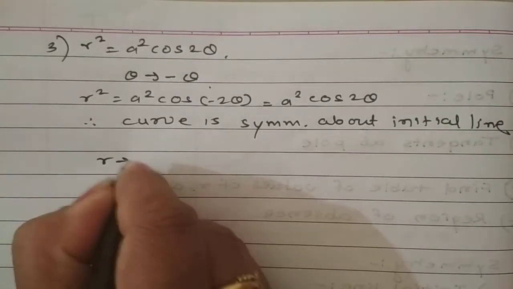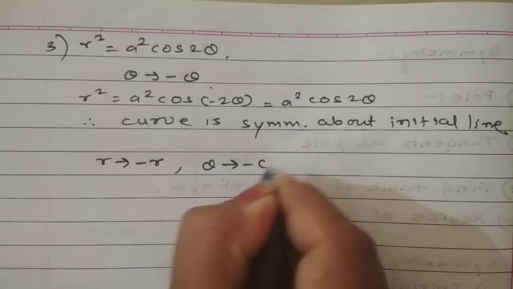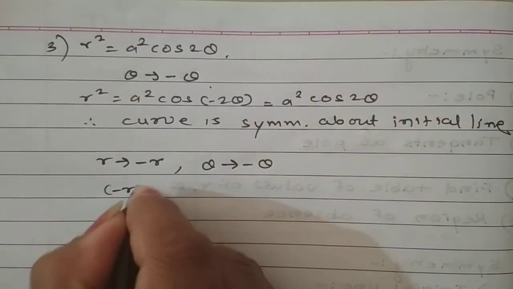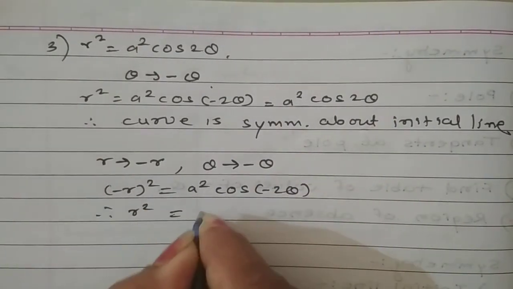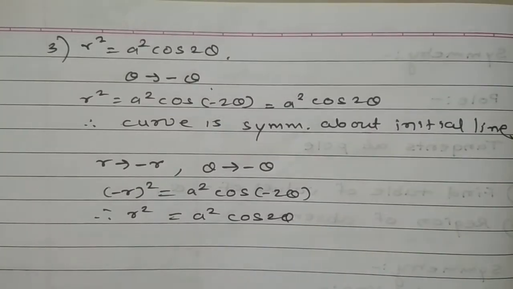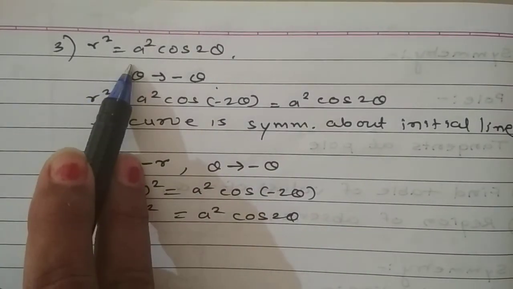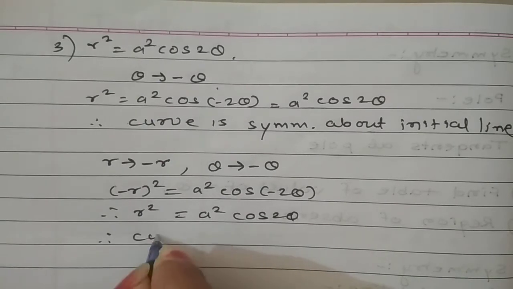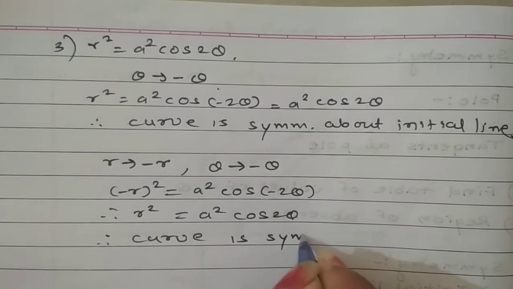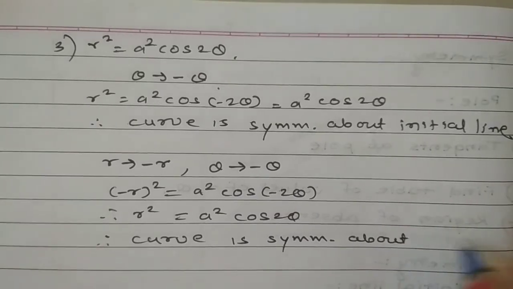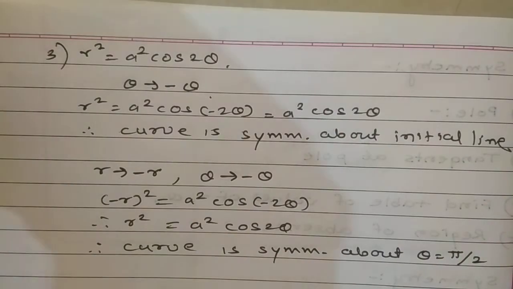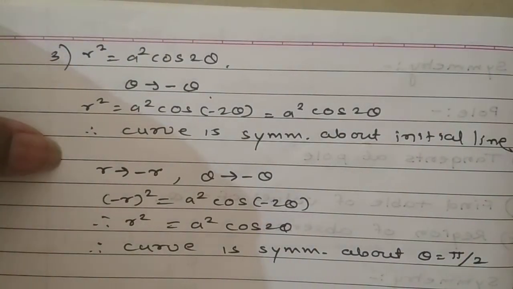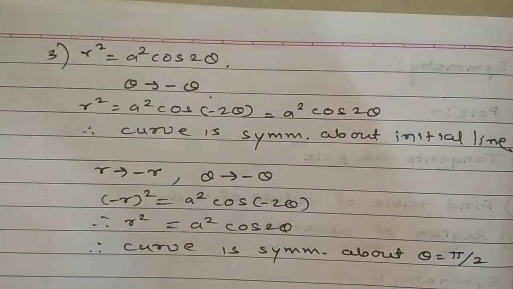Next, when we replace r by minus r and theta by minus theta, then we get minus r square equal to a square into cos of minus 2 theta, and therefore we get r square equal to a square into cos 2 theta. The given equation remains unchanged. Therefore, we say that the curve is symmetric about theta equal to pi by 2. In that way, we verify which line our curve is symmetric about: initial line, theta equal to pi by 2, or pole.